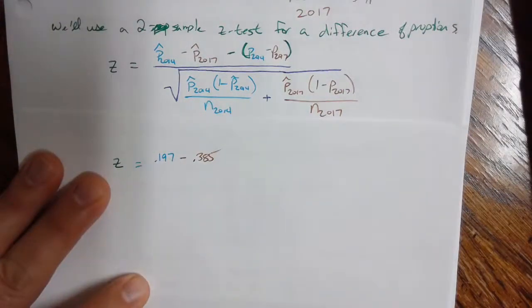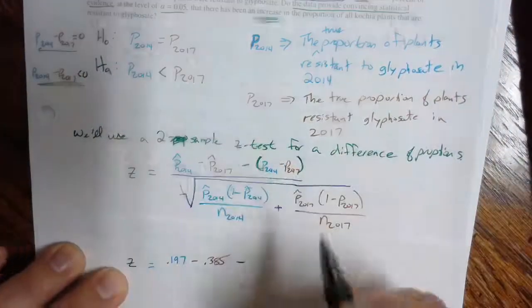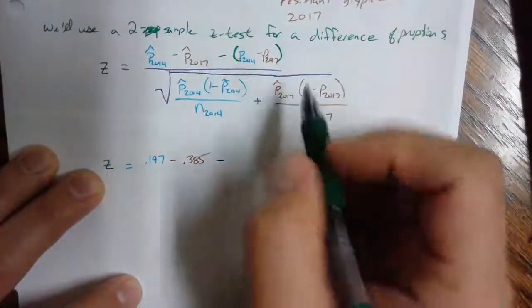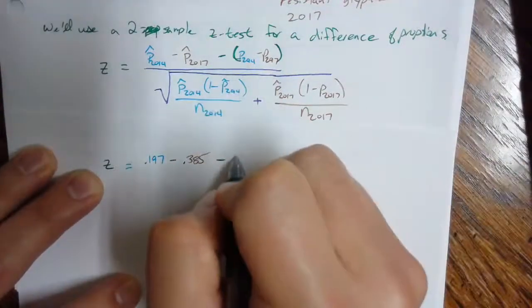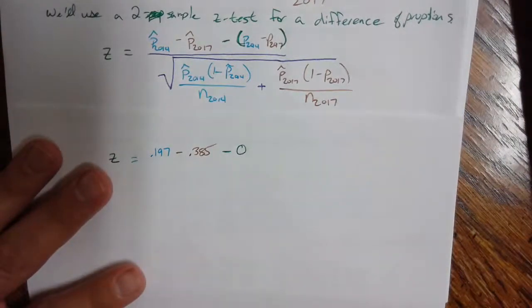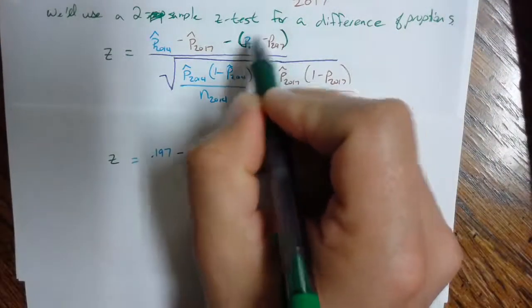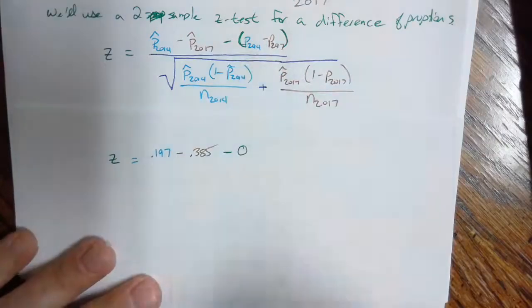Remember our null hypothesis, if the assumption is that these two things are equal, then when we subtract these two things, that number will be 0. So that's one of the big keys with any two sample test, whether it's a mean or a proportion. You will end up having a null hypothesis effect here, where you're going to get 0 for this parameter subtraction, for this parameter difference.